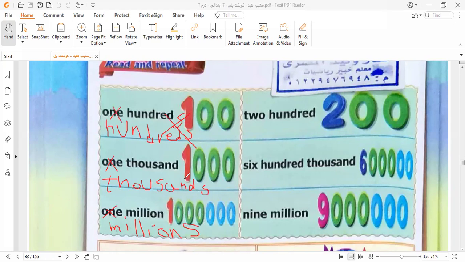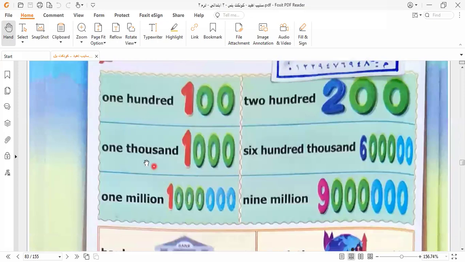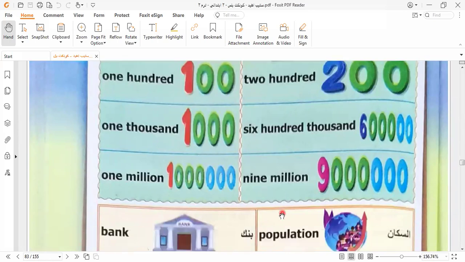Say 100,000, million. You can't say 100s, that is wrong. Must know this, so we don't make a mistake with it. Let's go: 100, 200, 1,000, 600,000, 1,000,000, 9,000,000.